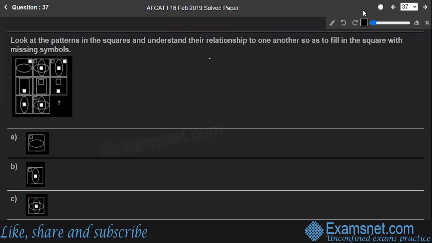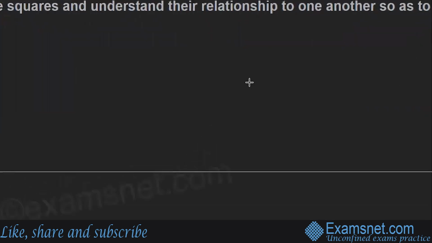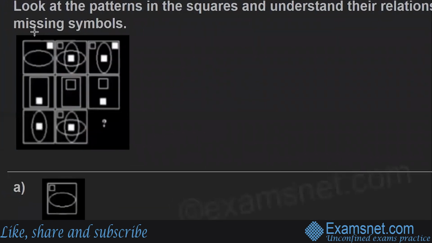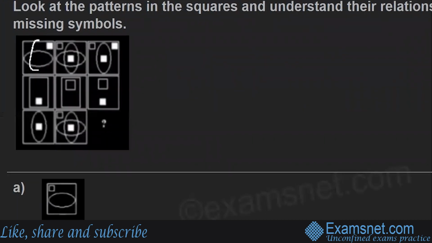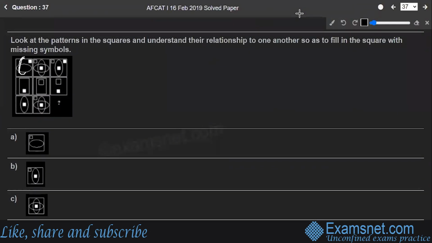So if you look at the figures very closely, this is the first and the third one. Let's merge both of them. If you pick up this one and just superimpose both the figures, what will you get? I'm zooming it so that you can have a clear picture. So let's look at this one. If you keep it over here, you will get something like this.